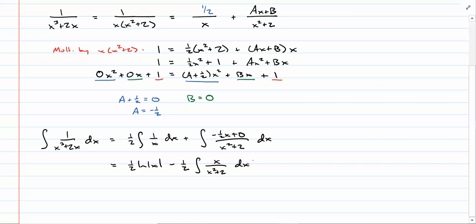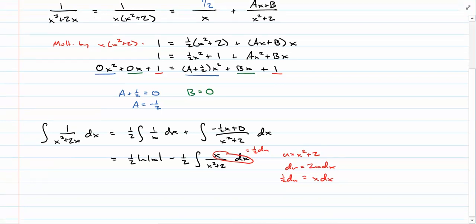And then I am going to do a u substitution. I'm going to let u equal the bottom. U is going to be x squared plus 2. Du would be 2x dx, which means that x dx would be a half du. And see, that's going to work because we actually have x dx in our problem. That's going to become a half du when we do our substitution.